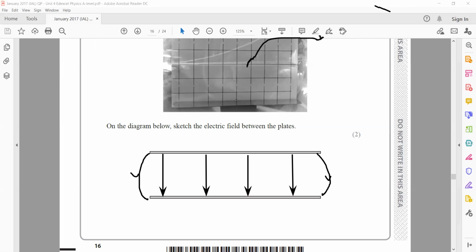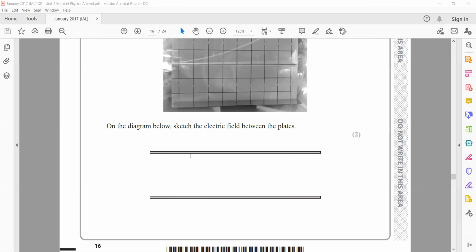If you draw parallel lines but you don't draw them equally spaced, then it is not considered correct. Why is it wrong? Because the gap between the field lines shows the strength. If the gap between the field lines is not uniform or constant, it shows that the strength of the electric field is variable, not constant. But between the plates, there is a constant electric field.